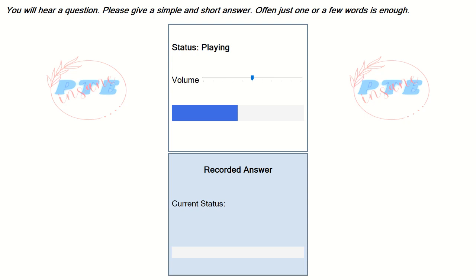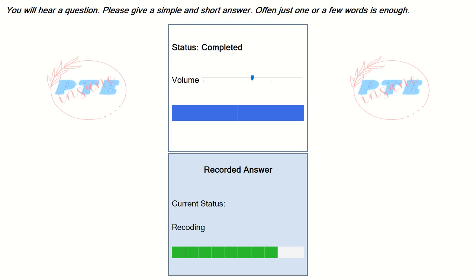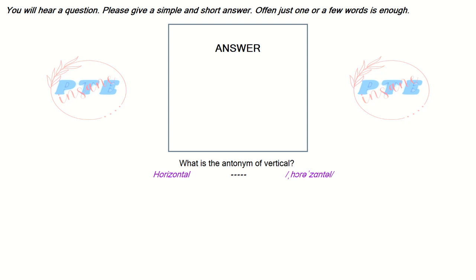What is the antonym of vertical? Horizontal.